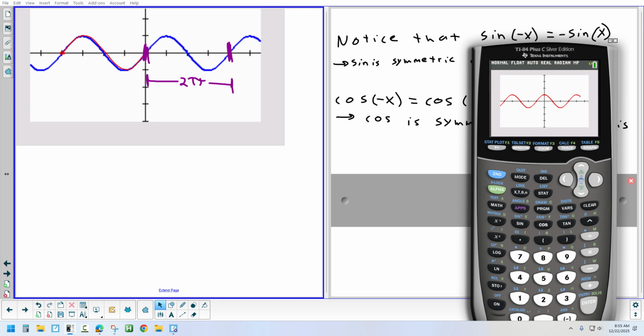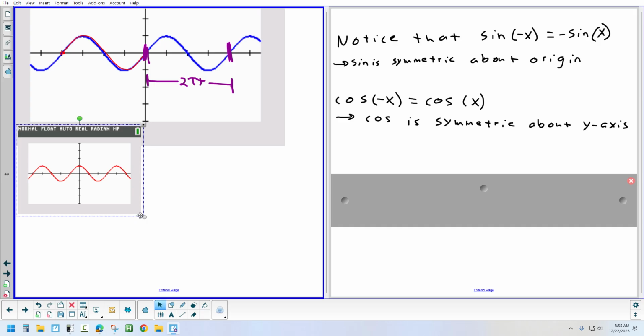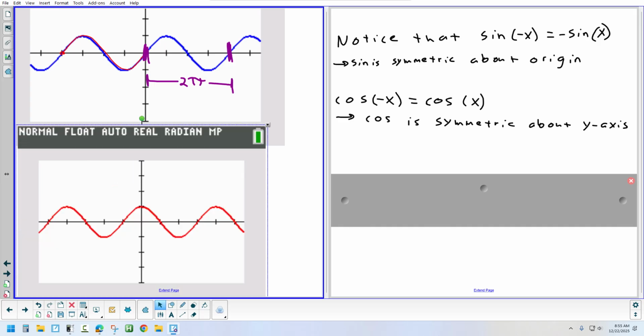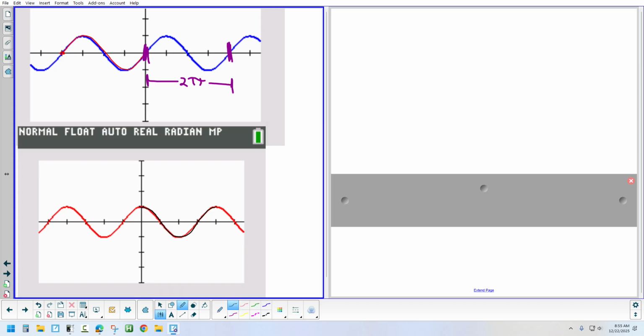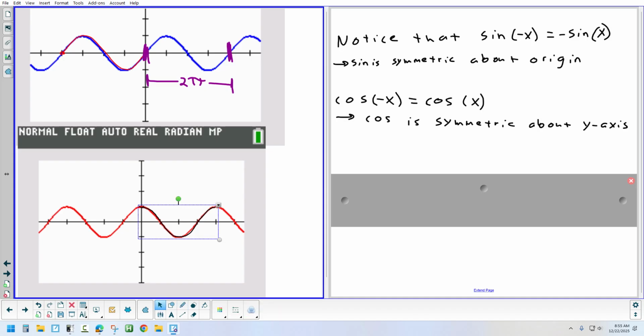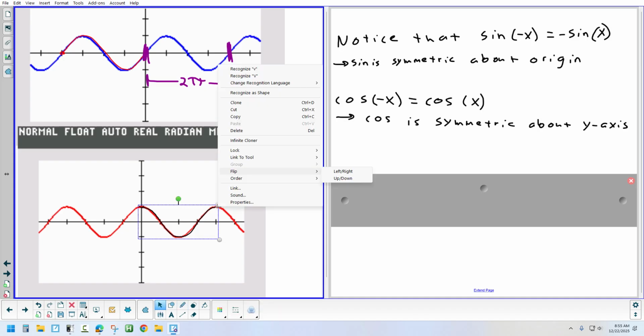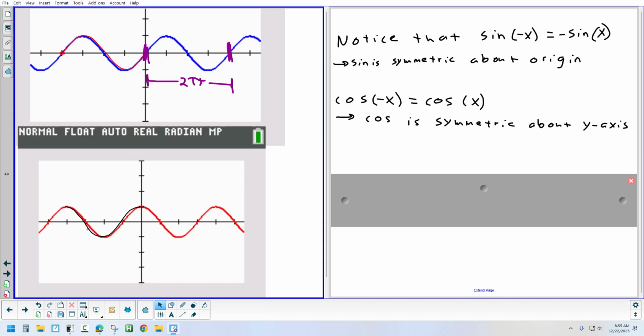Now, if you try the same thing with cosine, is it symmetric over the origin? The answer is no. But it is symmetric over the y-axis. So if you take this part right here, and you reflect that horizontally, flip it left, right, and then move it, it lines up exactly with that other section. Okay, so it is symmetric over the y-axis. So what does that mean as an equation? It means those two things I just wrote down up there.